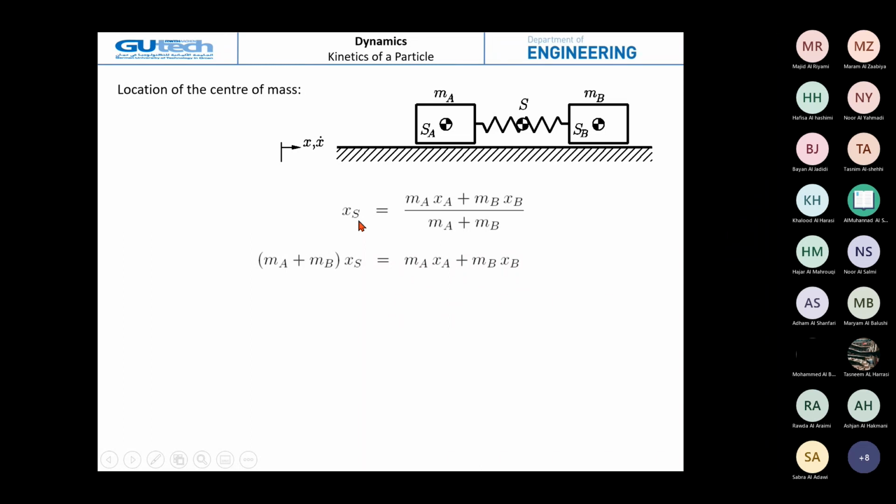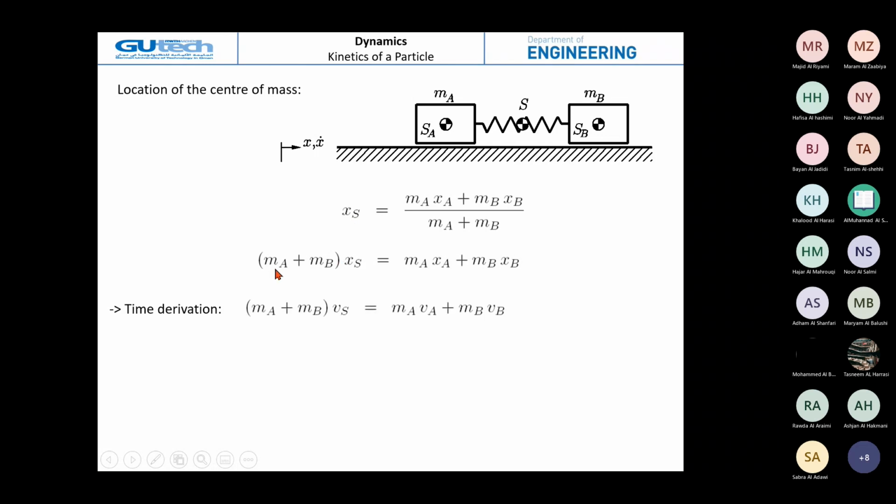We say that the position XS, which means the distance here to S, we define by the mass MA multiplied by XA, which means the mass MA multiplied by the position of the point mass MA, plus MB, the mass point MB, multiplied by the position of this mass B here, divided by the sum of the two masses. Then we can get the position of the center of mass of the whole system.